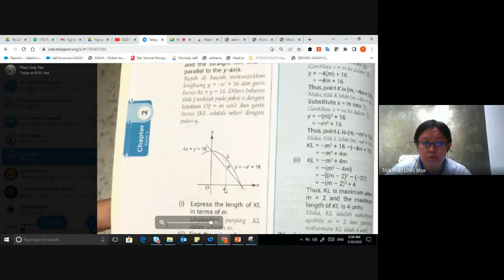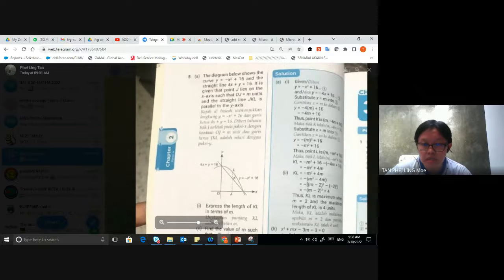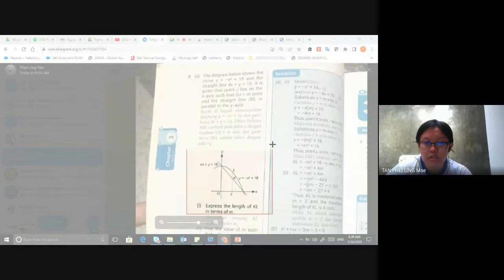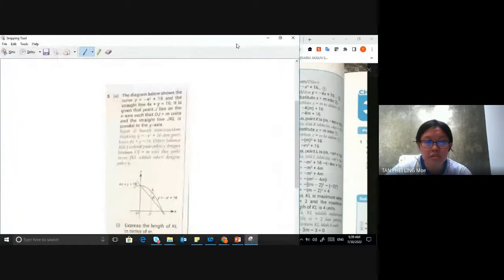So I think we should do it step by step. Let me take out this small part first instead of the whole question. Okay, so you have this curve and the straight line. Can you take out paper? We solve together. It's given that point J lies on the x-axis. So you have OJ equals M. Let's write down that this is M.